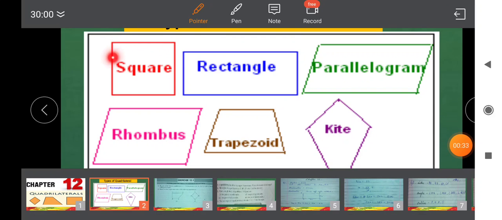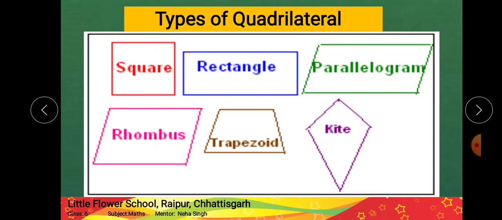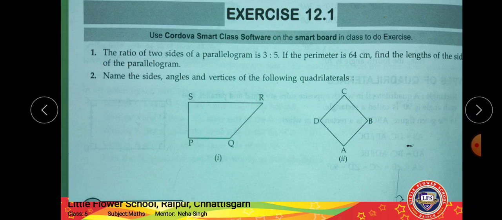First is square. Here we can see the square has 4 sides. Now this rectangle, here also you can see it has 4 sides. This parallelogram, all these are having 4 sides. These are all the examples of quadrilaterals, types of quadrilaterals.